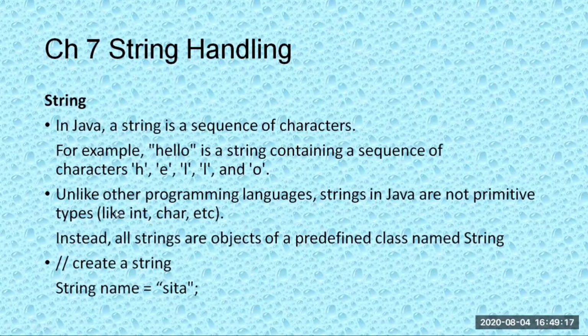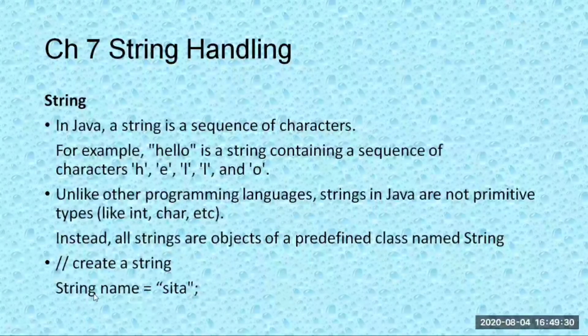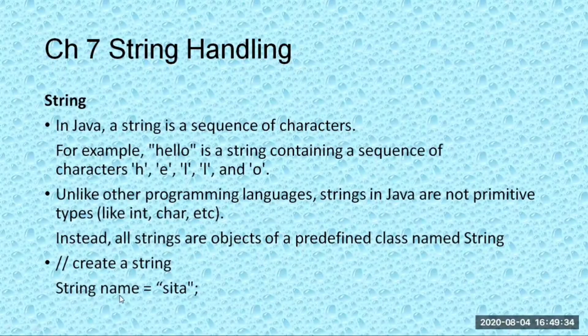What we need to understand is that, unlike other programming languages, Java strings are not primitive types. They are called non-primitive types. So, how do we create a string? Let us understand that with an example. We'll write String name equal to, in double quotation, whatever value you want to give to name. Let's say Sita is the name given to the variable name, and a semicolon.